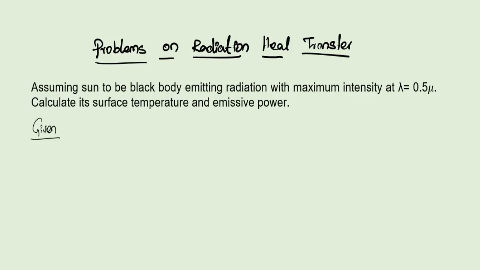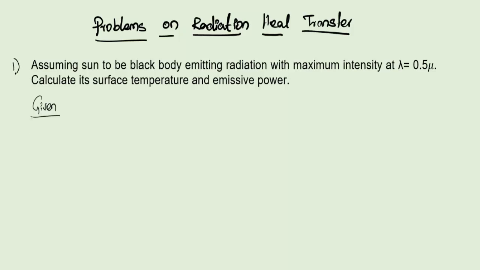In this video we are going to solve some problems on radiation heat transfer. This is the first problem. In the first problem it is given that, assuming the sun to be a black body emitting radiation with maximum intensity at lambda equal to 0.5 μm, calculate the surface temperature of the sun and the emissive power which is emitted by the sun. So these two have to be calculated.